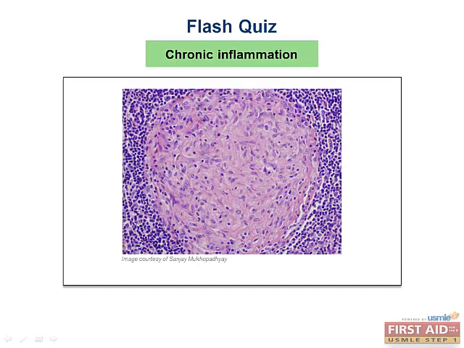This is a granuloma. And we're going to talk a lot about this in a couple more slides, but just know that this is a type of chronic inflammation.